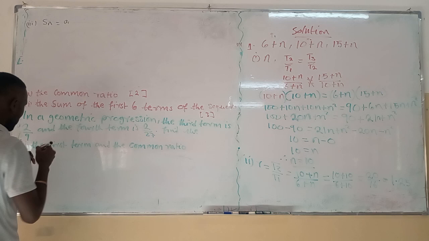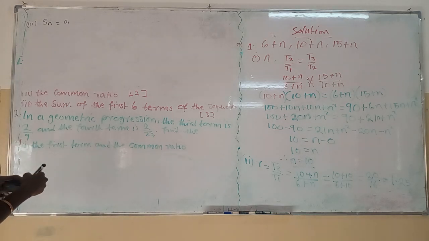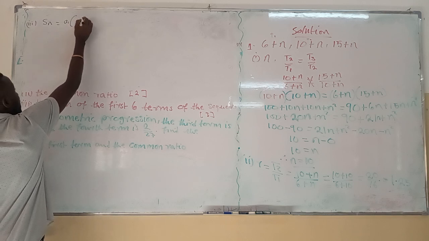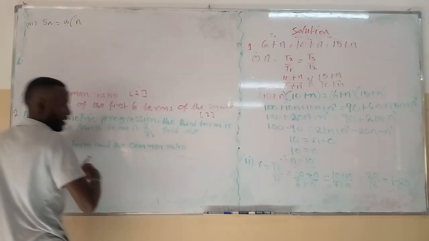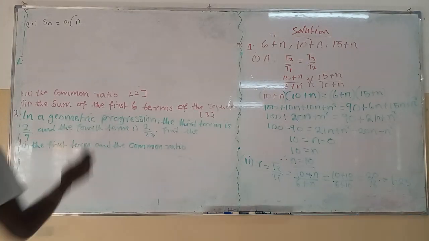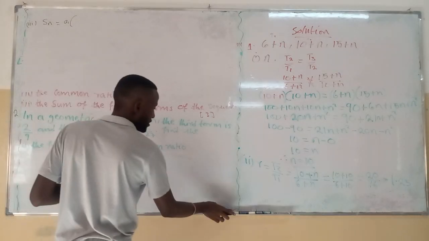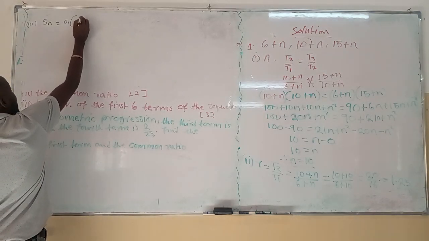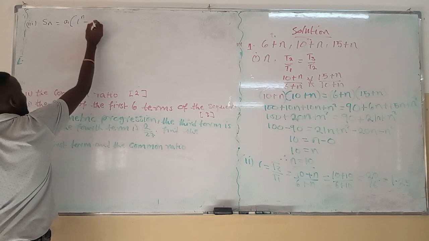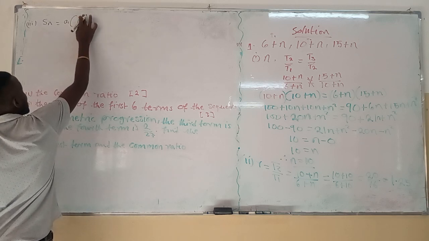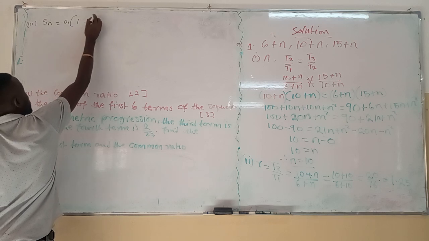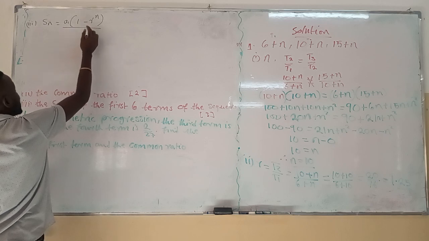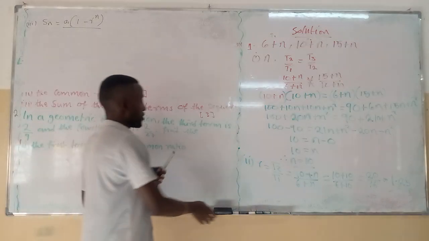Okay, first term multiplied by 1 to the power n, because the common ratio is greater than 1. So we are going to say 1 to the power n minus 1, then common ratio to the power n, over 1 minus common ratio, where the common ratio is greater than 1. Okay, so I'm trying to write the formula.